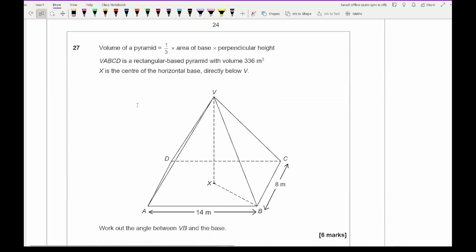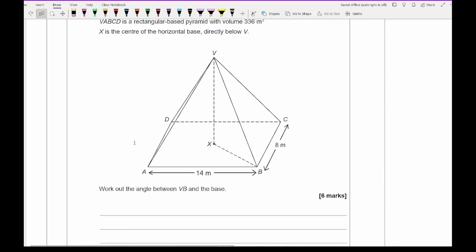Then looking at question 27, which is our last question, it says the volume of the pyramid, and then we've got our formula. VABCD is a rectangular based pyramid with a volume of 336 meters cubed. X is the center of the horizontal base directly below V, and the question is asking us to work out the angle between VB and the base. So what they're actually asking us to do is to work out what this angle here is.